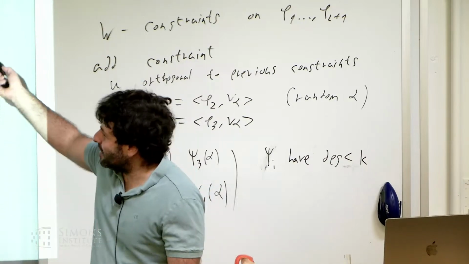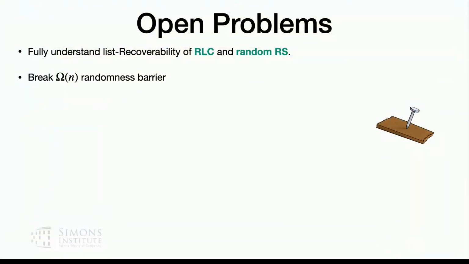We really want to understand list recoverability better. If we understand list recoverability of random linear codes, we're also going to get something about list recoverability of random Reed-Solomon codes. We want to break the order of n bits randomness barrier for de-randomization of random linear codes. We want to be able to handle non-local properties, for example, list recovery with large lists, where the list is exponential in n and not a constant.